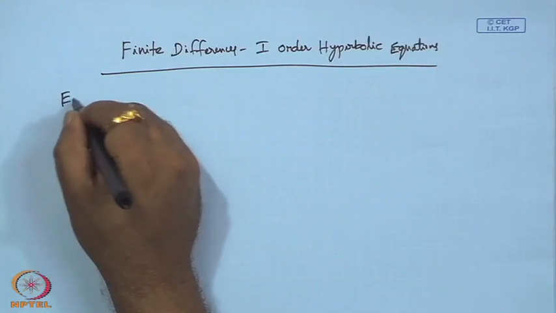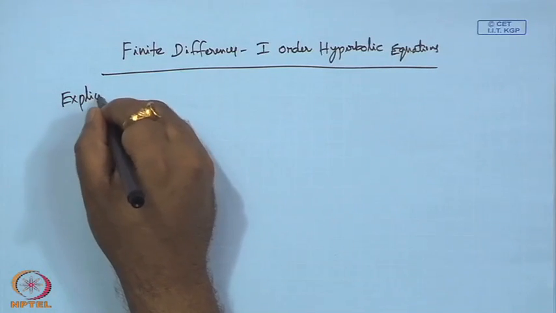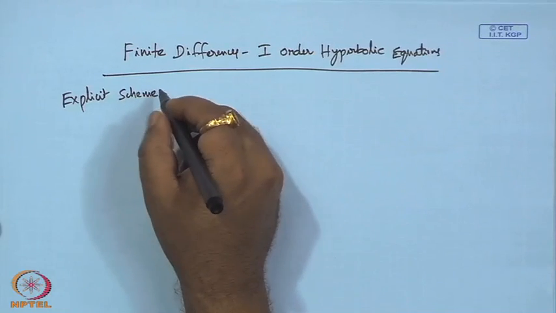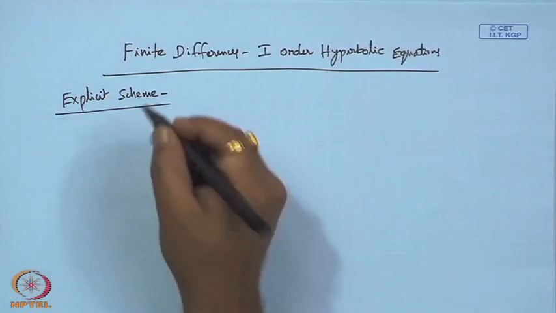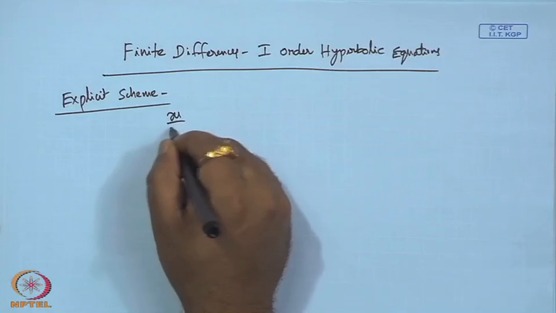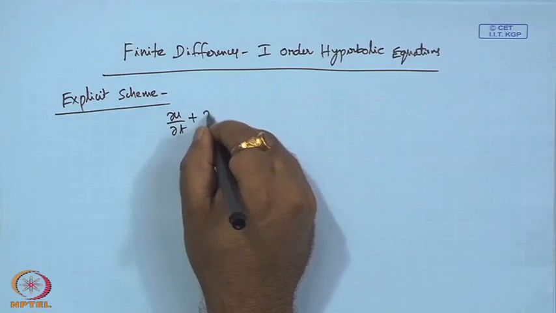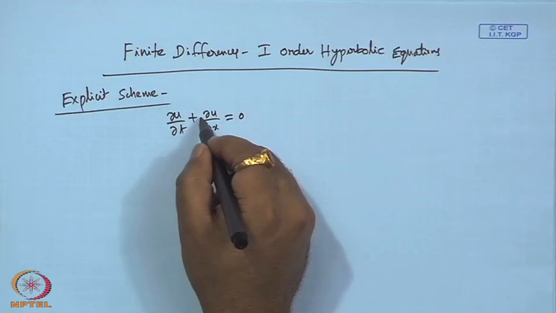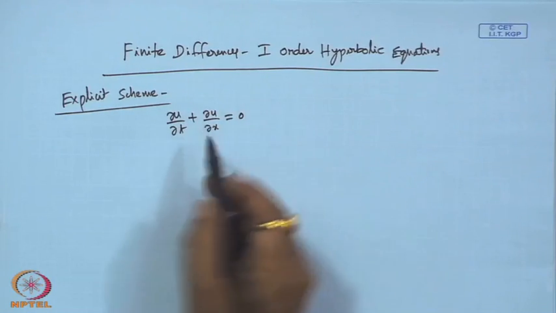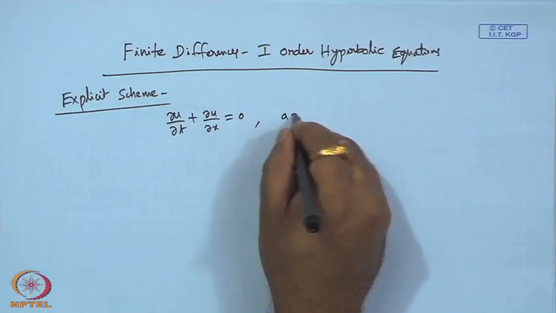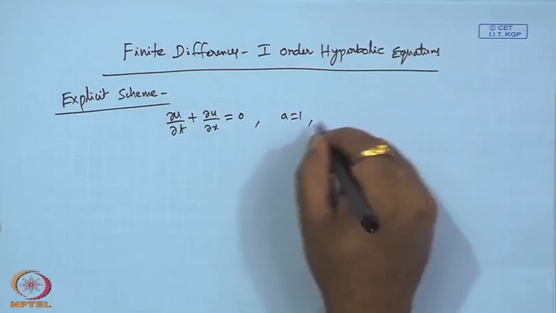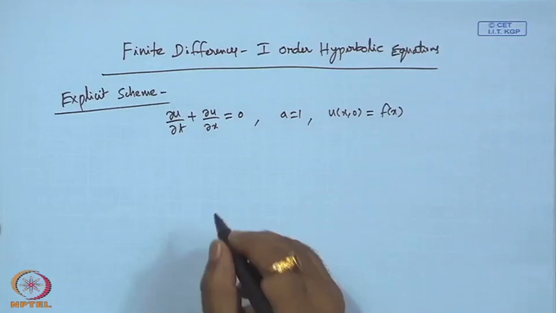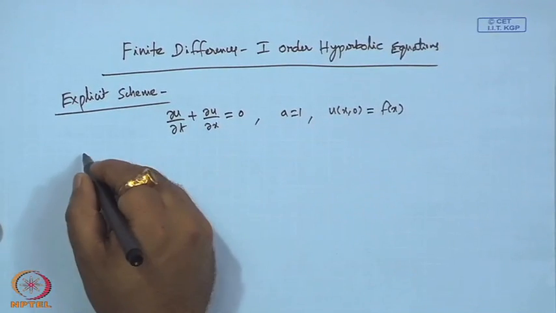Okay. So, let us discuss the following methods. To start with, the explicit scheme. So, we consider u_t + a u_x equals 0. Sometimes we take a constant a, but in this case a is 1.